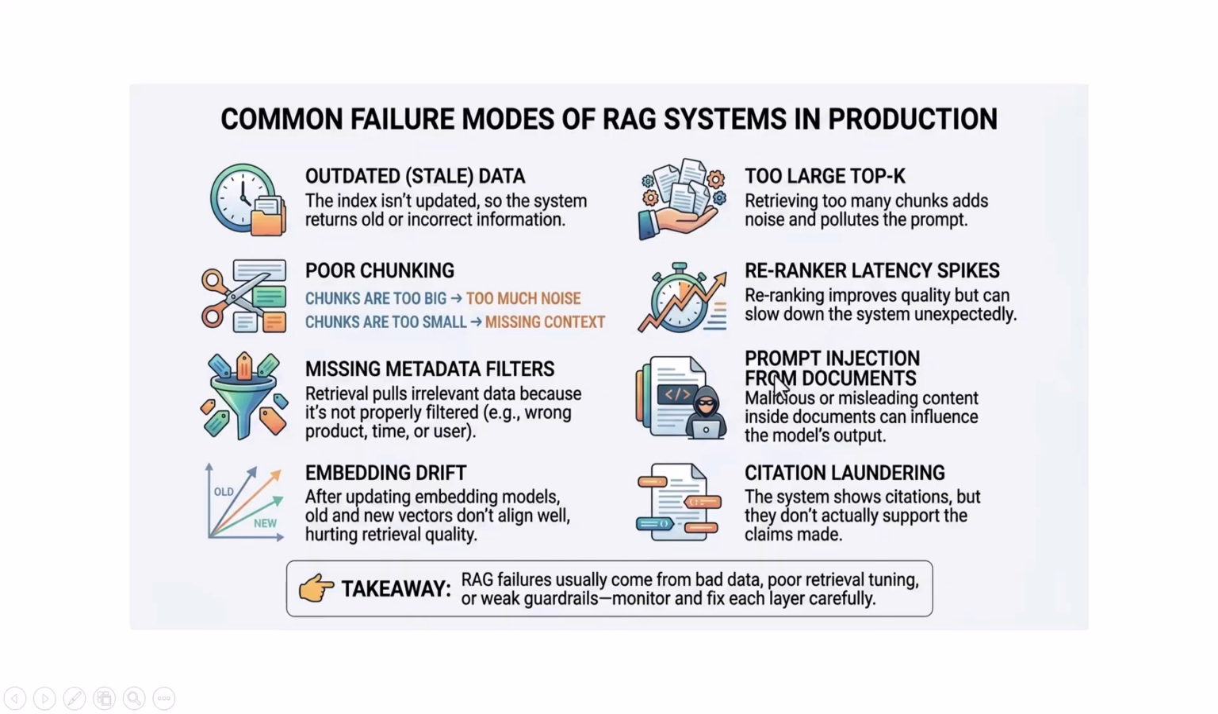Next one is prompt injection from documents. That is, malicious or misleading content inside documents can influence the model's output. And one more, citation laundering. That is, the system shows citations, but they don't actually support the claims made. So the takeaway is RAG failures usually come from bad data, poor retrieval tuning, or weak guardrails. So monitor and fix each layer carefully.